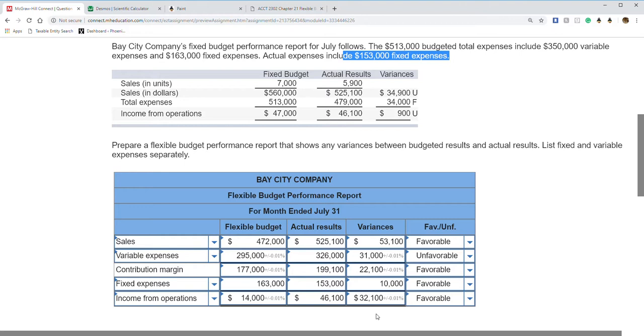If expense is greater, that's unfavorable because we paid out more money. But if our actual is less than our flex, our standard, that would actually be favorable. Means we kind of got more money back because we didn't spend that much.